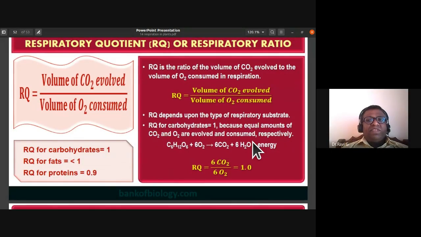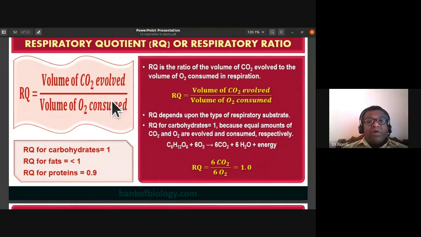The final concept of this chapter is the respiratory quotient, or RQ. We also call it the respiratory ratio. The respiratory quotient is the ratio of the volume of carbon dioxide evolved during respiration to the volume of oxygen consumed.